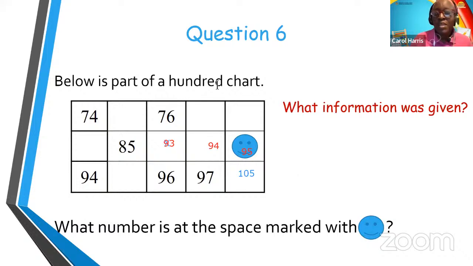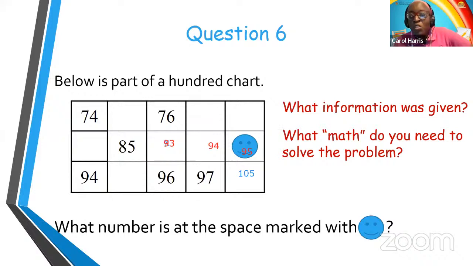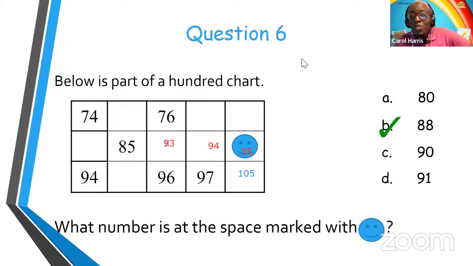Great. As you all quickly and rightly said, our correct option would have been 88. So we can just go to our correct option. You've looked at the information that was given. We have a 100 chart. We know which way it changes going vertically, which way it changes going horizontally. And we can use those relationships to determine the missing value that we are asked to find. Great. Okay.